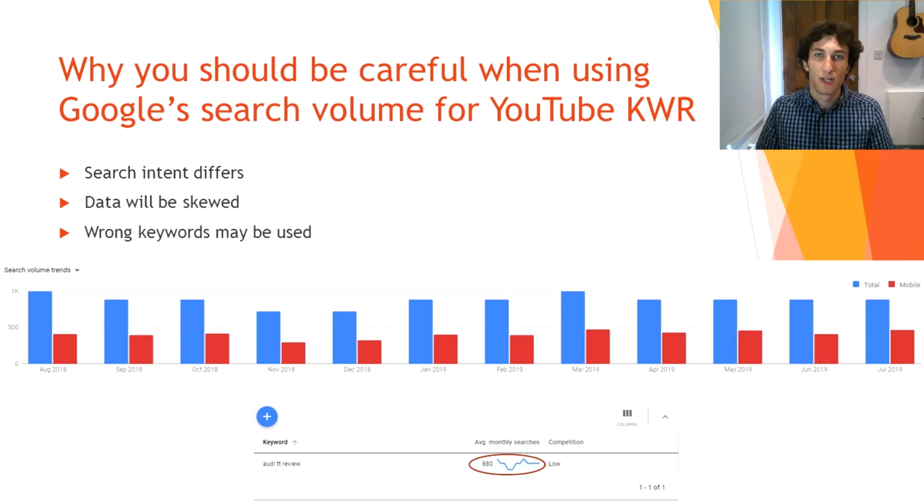The last thing to note is that, as well as the other points we've mentioned, the wrong keywords could be used. So this is all based on the intent, and it's also based on how people structure the language on both Google and YouTube, because it can differ. So you need to be really, really careful if you're conducting keyword research using Google metrics and you're trying to use those keywords on YouTube.